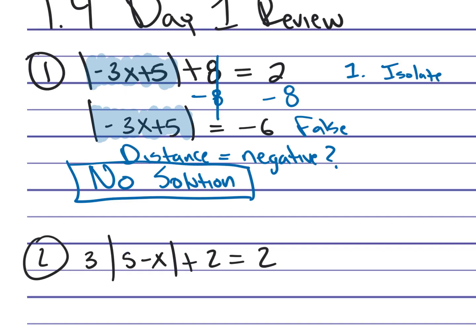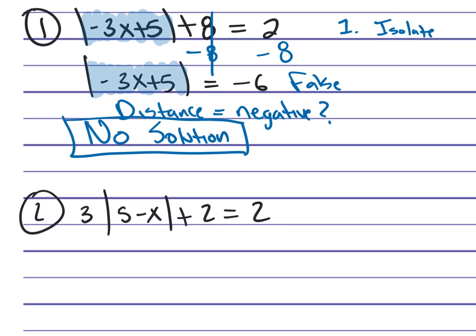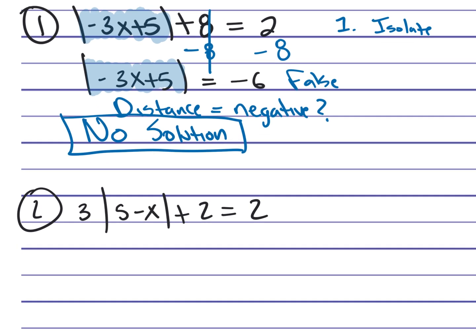So for my second question, I have the absolute value of 5 minus x, times 3, plus 2 equal to 2. We're going to start with the same steps. Isolate. Again, it's always important to highlight the absolute value so we can see where it's at. I have a 3 in front of it and a plus 2 after it. And so the question we have to ask ourselves is, how do I pick which one to get rid of first, the 3 or the 2?